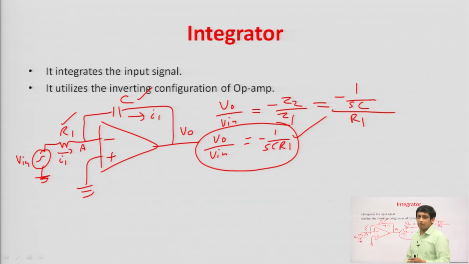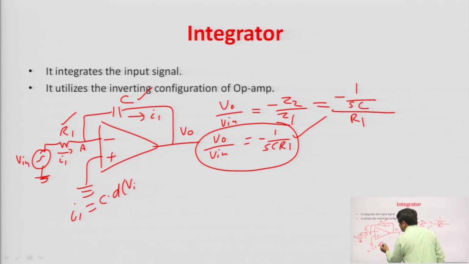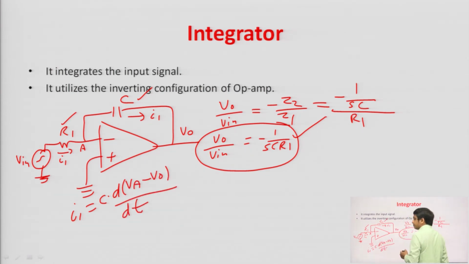These things I have already discussed. I have already discussed the derivation part of the inverting amplifier. You just need to find out the value of the feedback current I1. So, what will be the current flowing through this capacitor C? Current I1 will be C into dV by dt, and this dV by dt is now VA minus V naught upon dt, right.